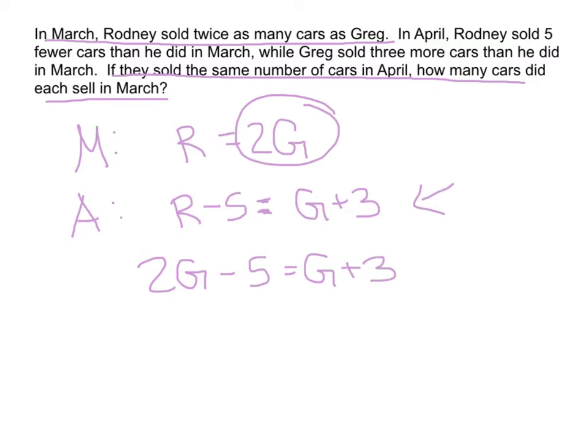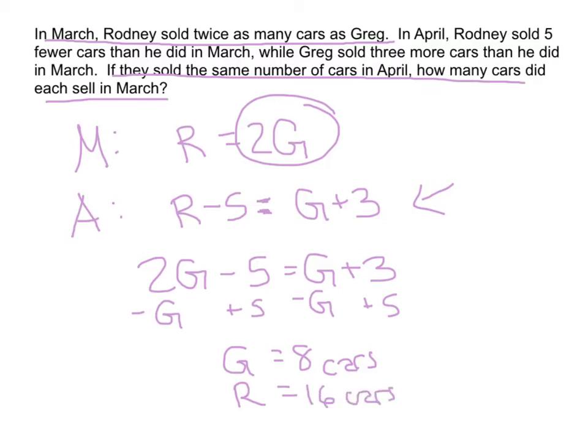Isolate my variable, so I'm going to move g by subtracting g from each side, and I'm going to add 5 to each side. I'm just going to do both steps on the same line. So g is equal to 8 cars. So Greg sold 8 cars in March, and because Rodney sold double that, Rodney sold 16 cars in March.